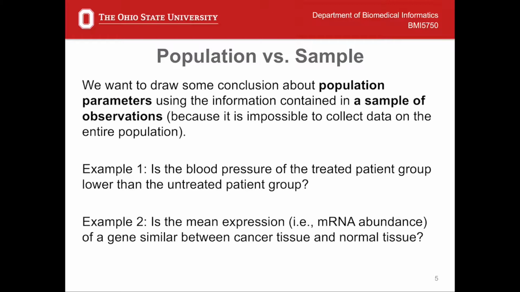So there are some examples. Example 1, we can ask the question, is the blood pressure of the treated patient group lower than the untreated patient group? Example 2, people usually ask this kind of question in genomic analysis. Is the mean expression of a gene similar between different groups, for example, cancer tissue and normal tissue? And usually the gene expression is measured by mRNA abundance. So these are two examples that we usually see in our everyday research and also in our clinical practice.